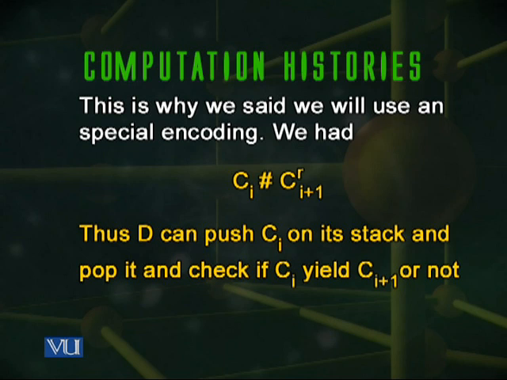It just has to be careful and make sure that the changes that happen between CI and CI plus 1 are not the ones given by the transition function. So D is going to be a nondeterministic pushdown automaton. If it finds out that the first configuration is not the initial configuration of M on W, it will accept. If it finds out that the last configuration is not an accepting configuration, it will accept. If it finds out that one of the CIs does not yield the next CI plus 1, it will accept. Therefore, it will only reject an accepting computation history of M on W.